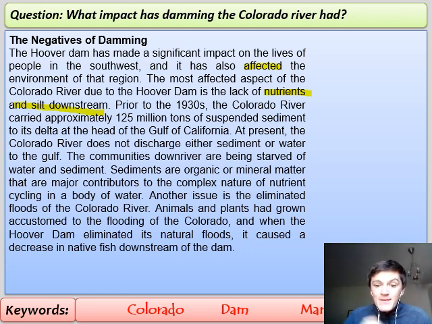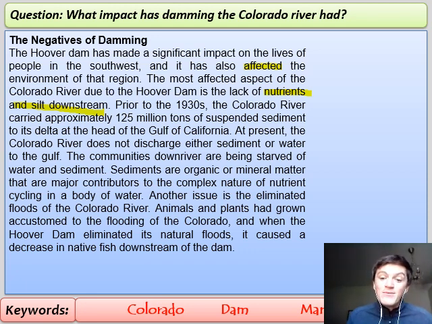Animals and things ate the sediment or fed off the sediment. The sediment was a real benefit for the river. It needed it. Now, if we think about it, I showed you on that picture before, the sediment was trapped at the bottom of the dam and it's not going down the river, which means the nutrients aren't going down the river.